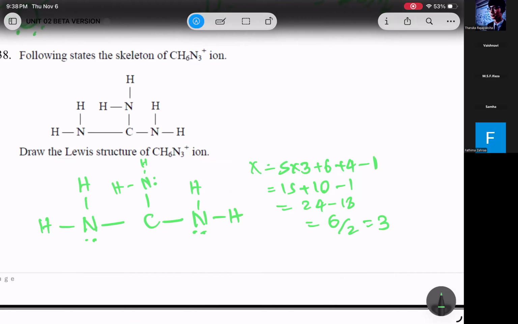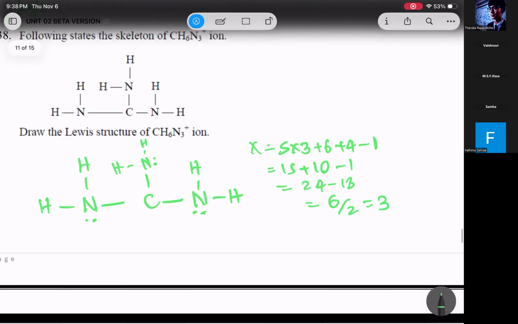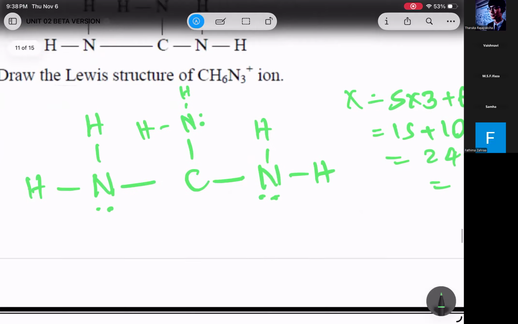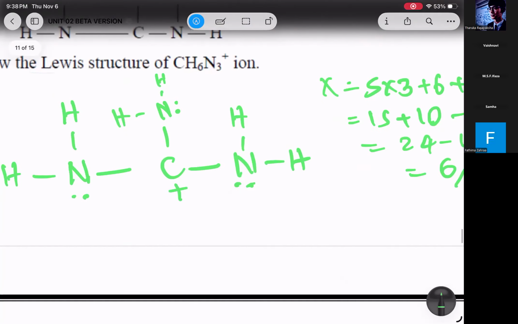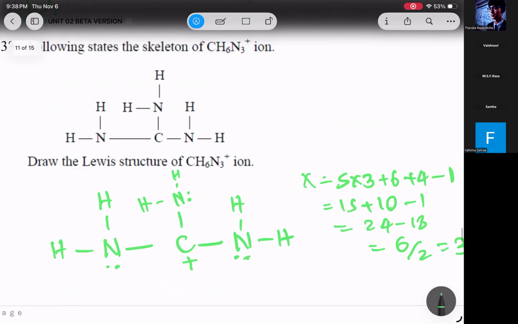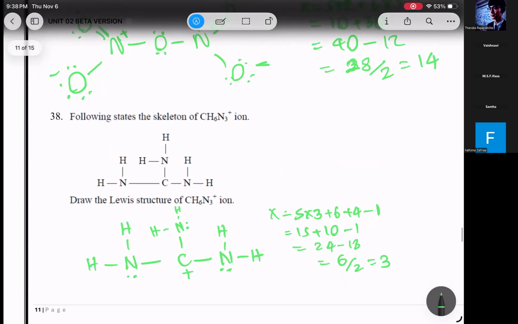Yes. That's fine. You will get over with it. Right now, nitrogens look fine. Nitrogen doesn't have a charge and the carbon has a positive charge. But we can't do anything about it. We can't make a bond with nitrogen and get rid of that charge. So this is the structure. Carbon has a positive charge in this case.